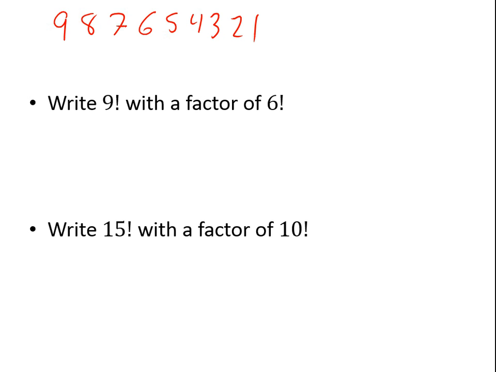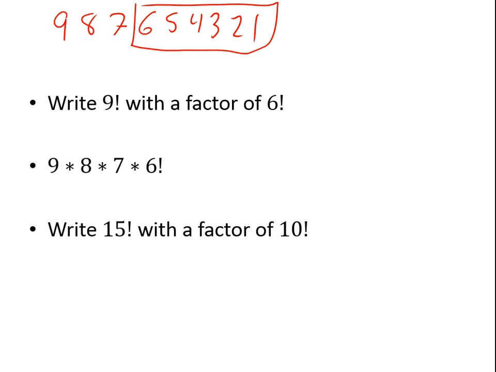Okay? So we can write it all out and we're multiplying all those. Well, if we want to write a 6 factorial, what is 6 factorial? 6 factorial is 6 times 5 times 4 times 3 times 2 times 1. So we could end up writing this as 9 times 8 times 7 times 6 factorial. Now, how this can be helpful is that if we wanted to reduce.